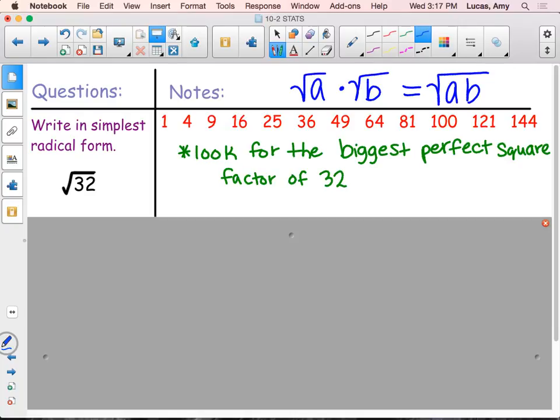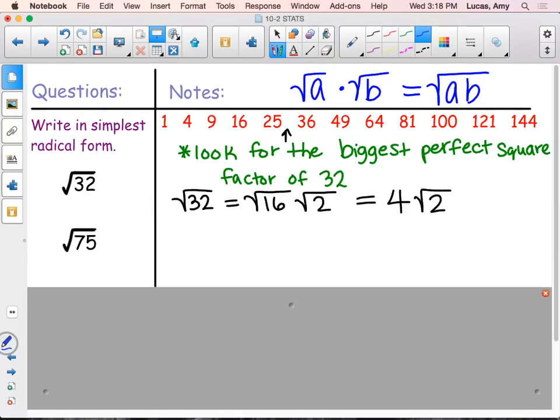I know that the number 32 falls between 25 and 36. I cannot divide 32 evenly by 25. I can divide 32 evenly by 16. So I can split 32 into the square root of 16 times the square root of 2. 16 times 2 is 32. Then the square root of 16 is 4, so I can replace it with 4. The square root of 2, though, is not a perfect square, so that is my answer in simplest radical form. The square root of 32 equals 4 times the square root of 2.